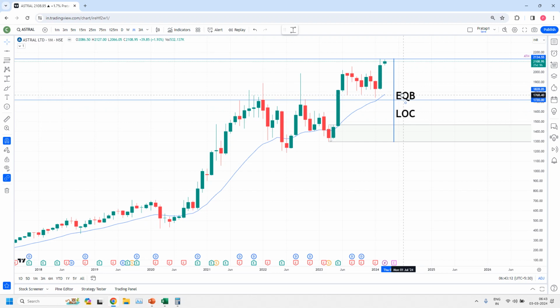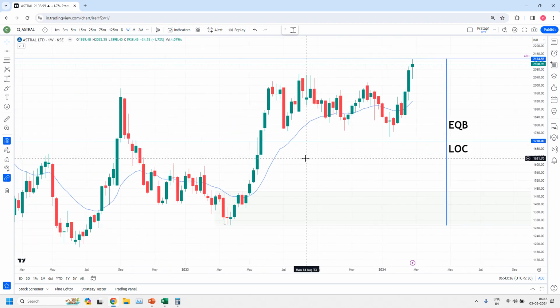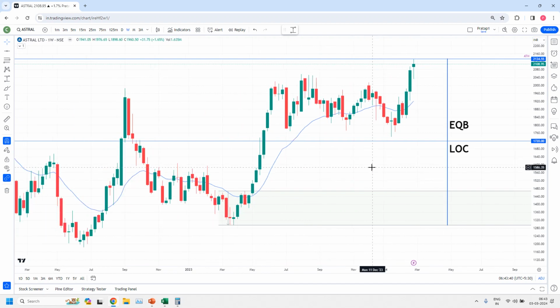Okay, let me adjust. Okay, this is, we identified the curve. Now what do you need to identify? You need to identify ITF zones. So what is ITF weekly? Let me go to the weekly time frame. In the weekly time frame, you have to identify weekly zones.